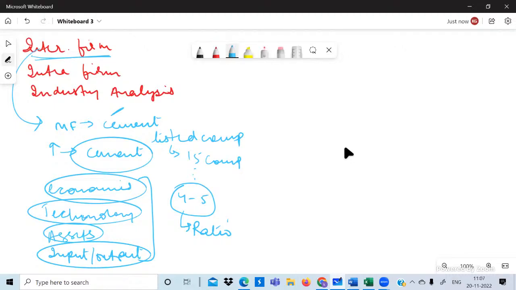So maybe I'll calculate a ratio for Ambuja with respect to, let's say, Ultratech and so on and so forth. So I look at all these cement companies, I calculate the ratios, and then I'll figure out which are the 2 best cement companies. So that's your inter-firm analysis. You compare one company with the other company. Any questions on this before we look at intra-firm?